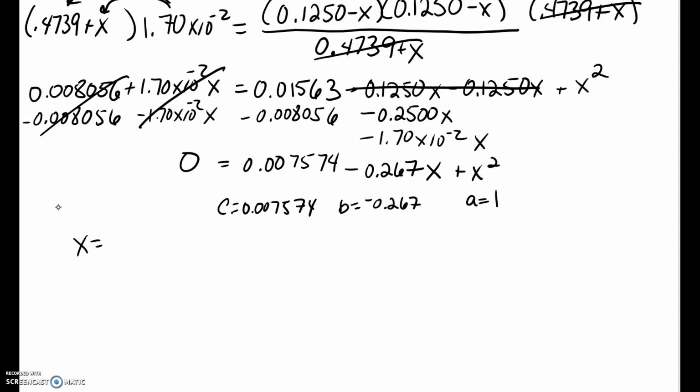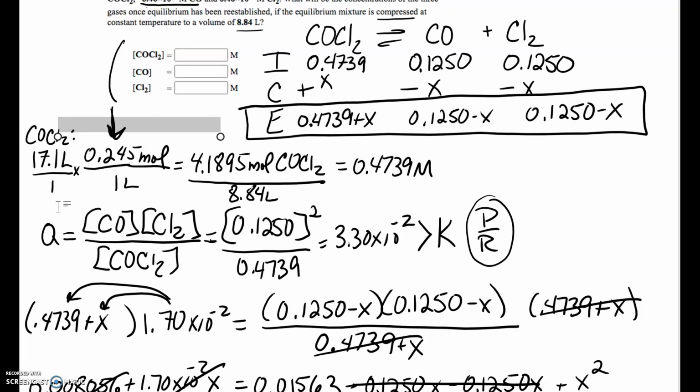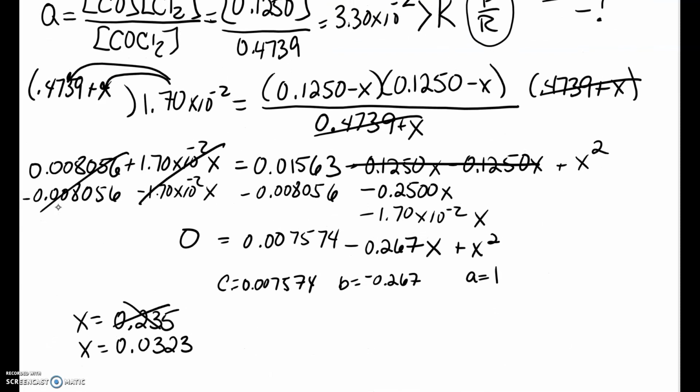we get 2 roots. The first one, 0.235. The second one, 0.0323. Neither of these roots is negative. We were saying before, if you get a negative root, it often won't make sense. So we'll have to go back and look at our ICE table and ask, does this make sense? Can we subtract 0.235 from 0.1250? That gives us a negative number, a negative value. So that one just doesn't make sense. We're going to go with the 0.0323.